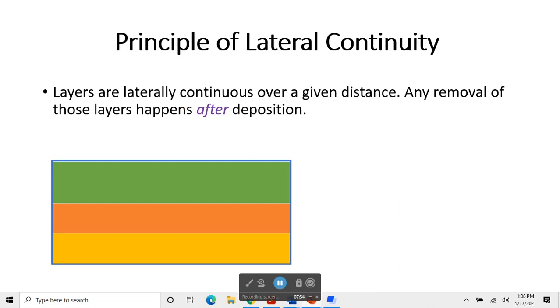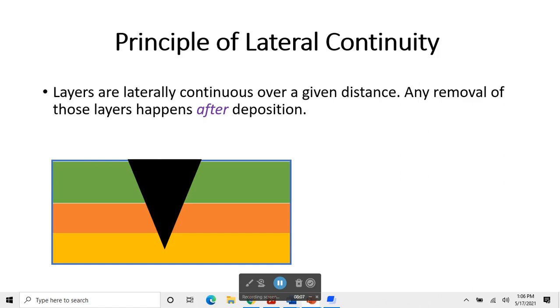The third principle is the principle of lateral continuity. This principle states that layers are laterally continuous over a given distance. So any removal or erosion of those layers must have happened after those layers were deposited. Now, some of these may seem very intuitive, but at first, when many people were studying geology, these principles weren't there. So when these layers are eroded, that erosion must have happened after those layers were deposited.